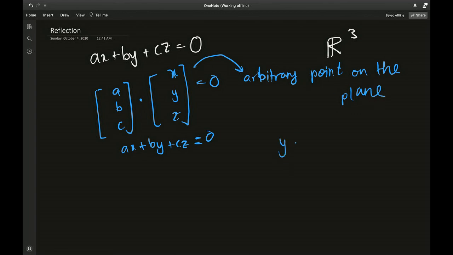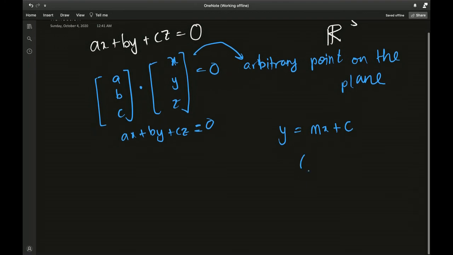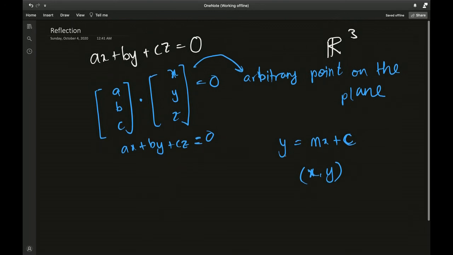Think about it this way. If you have the equation of a line, y is equal to mx plus c, y and x are arbitrary points on the line, and this equation is saying that we need to choose x and y in such a way that they satisfy this relation. Moreover, y will equal m times x plus the y-intercept of c. So just like x and y were arbitrary points on the line, x, y, z are arbitrary points on the plane whose equation is given over here.